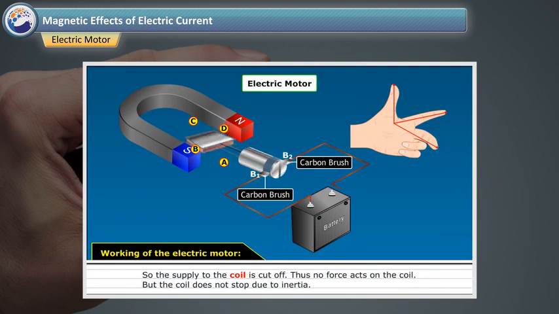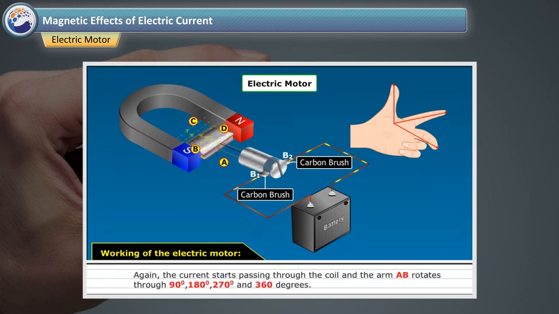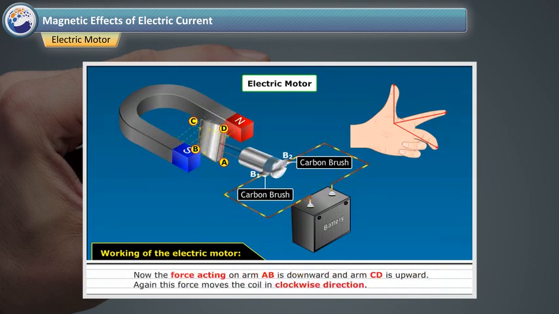But the coil does not stop due to inertia. It goes on rotating until the commutator again comes in contact with the brushes B1 and B2. Again, the current starts passing through the coil and the arm AB rotates through 90 degrees, 180 degrees, 270 degrees, and 360 degrees. Now the force acting on arm AB is downward and arm CD is upward.